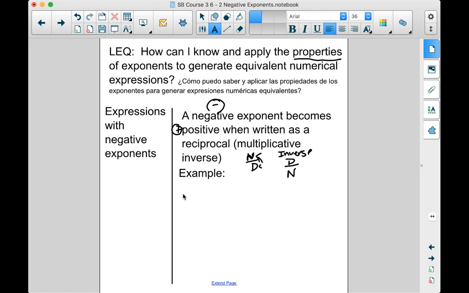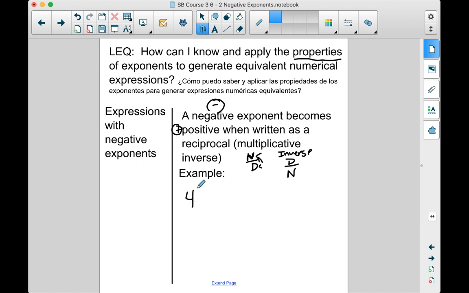Let's do 4 to the power of 2 over 4 to the power of 5. I can use my quotient rules that I learned yesterday, and then an equivalent expression would be 4 to the 2 minus 5, which is the same thing as 4 to the negative third.